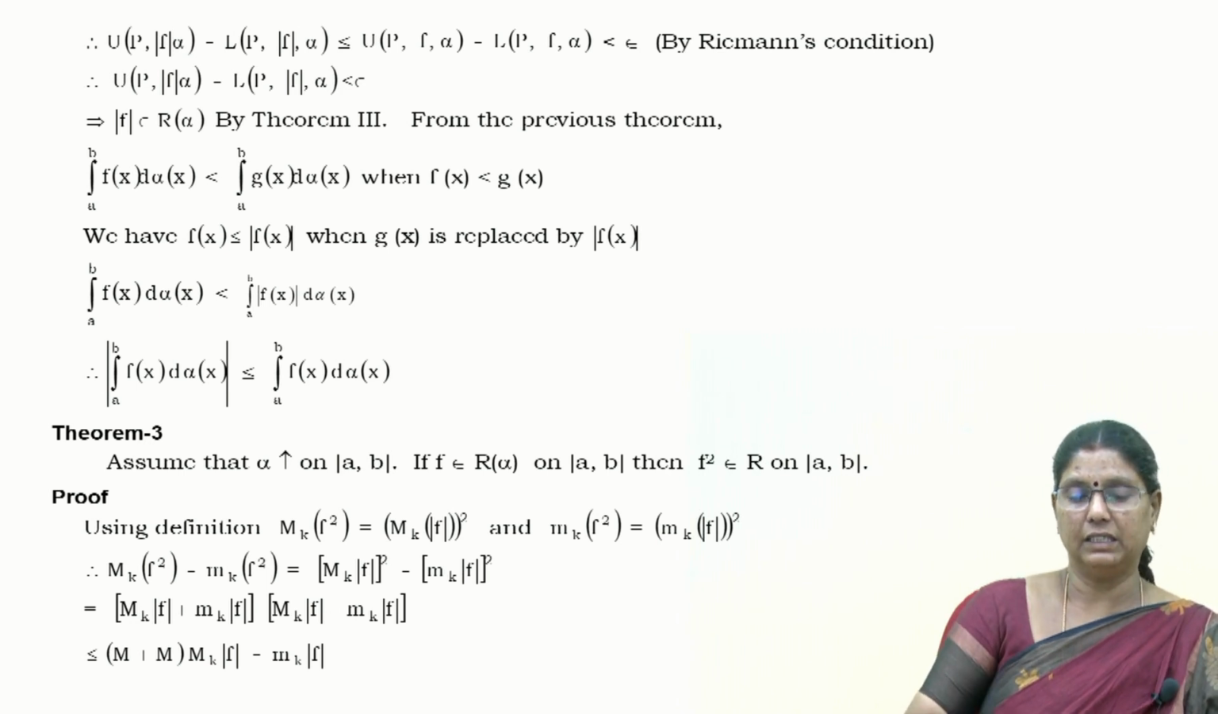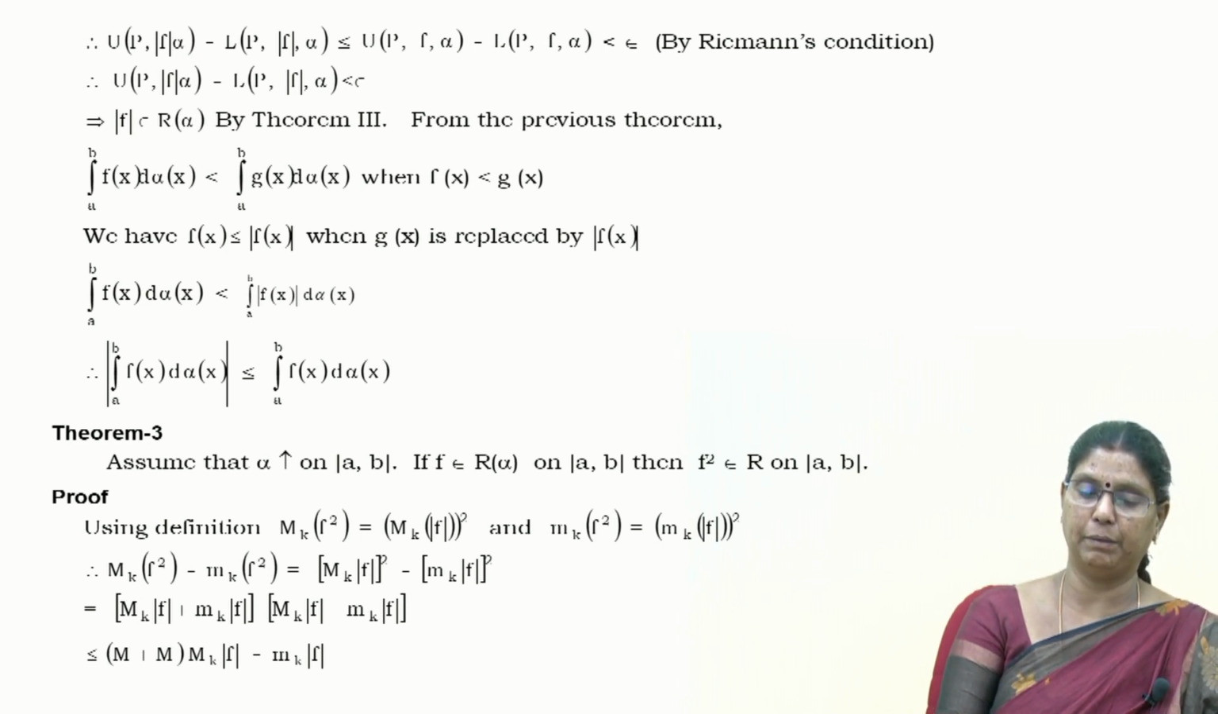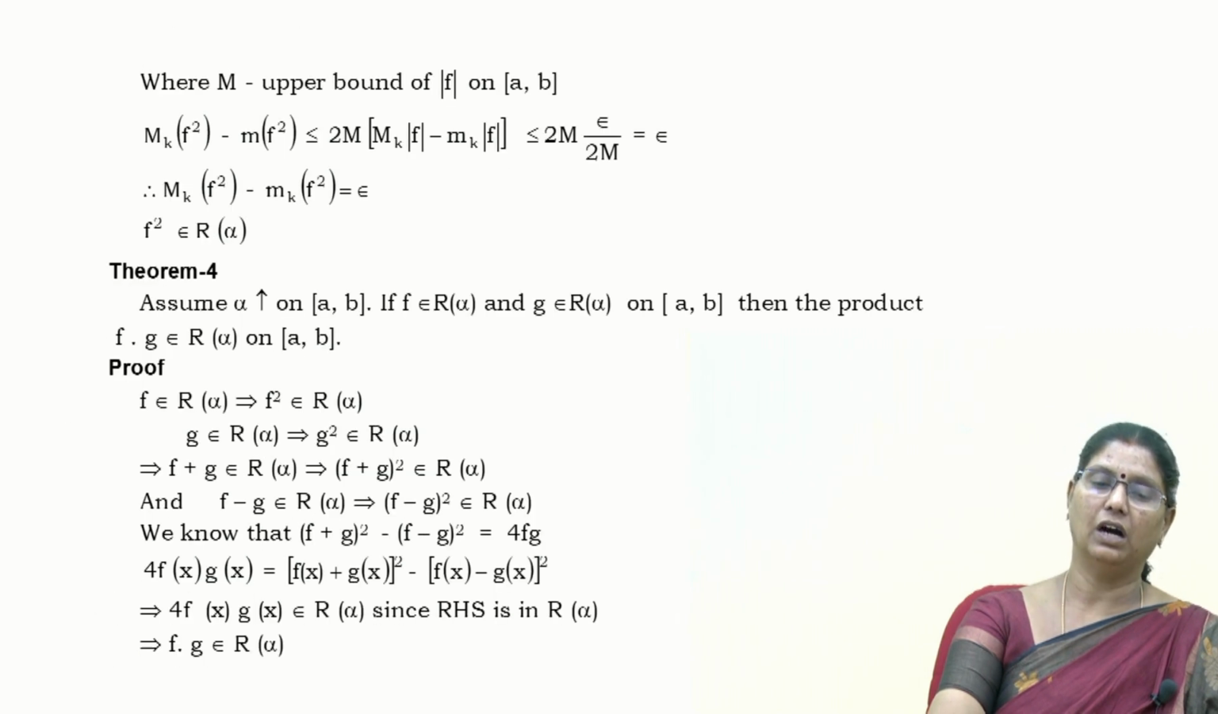Next theorem states that if alpha is increasing on the closed interval [a, b], and if f belongs to R of alpha on [a, b], then f square also belongs to R of alpha on [a, b]. By using the definition, we write capital M_k of f square is nothing but M_k of modulus of f, the whole square, and similarly for the lower Riemann-Stieltjes sum also. So, hence we can show that whenever alpha is increasing on [a, b], and if f belongs to R of alpha, then f square also belongs to R of alpha.